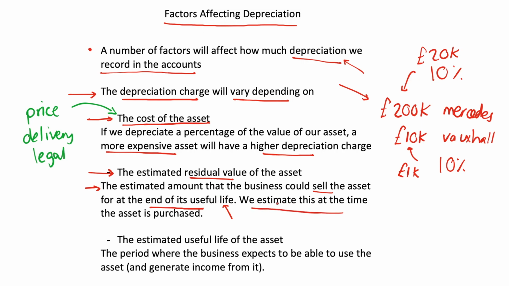We are going to estimate this at the time that the asset is purchased. So we buy a brand new Mercedes for £200,000 today. On the day that we buy it, which is today, we're going to decide, okay, how much can I sell this for in, say, 10 years, 20 years? Whenever I'm going to stop using this, how much can I sell this for? What is the residual value?